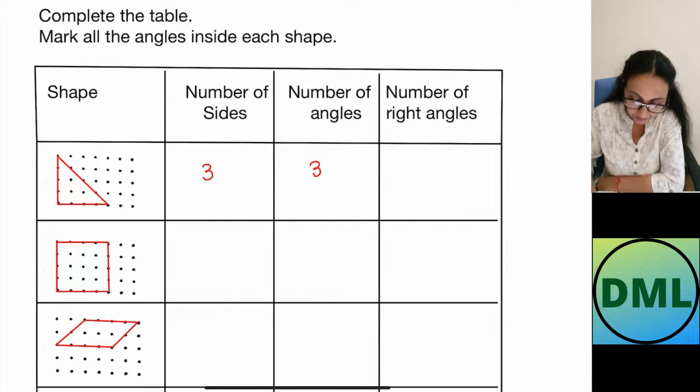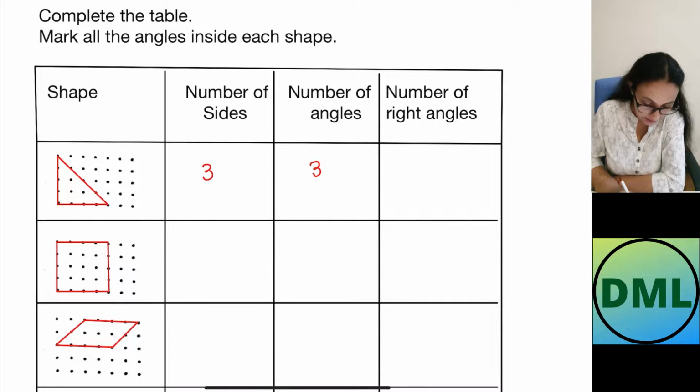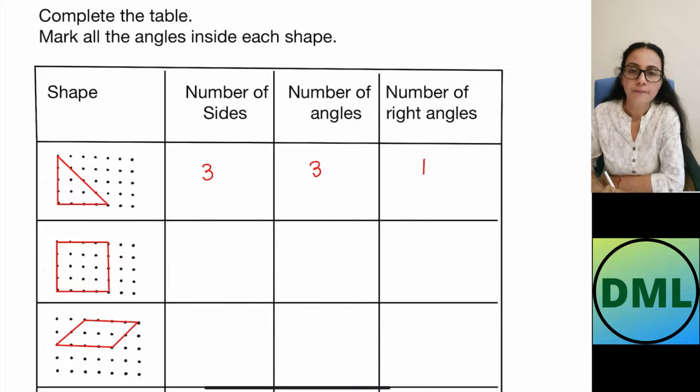I have to calculate the number of right angles. What are right angles? The lines perpendicular to each other. So how many lines can you see which are perpendicular to each other? 1, right? This line and this line are perpendicular to each other. So the right angle is here. So the number of right angles is only 1. Let's write down the value here.